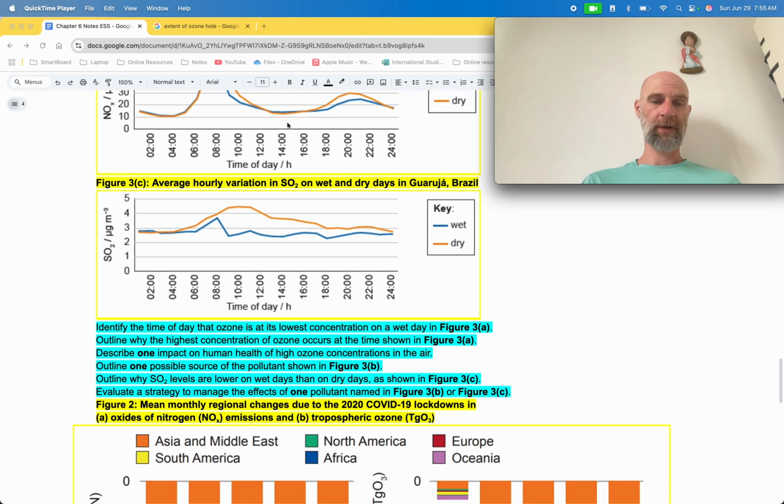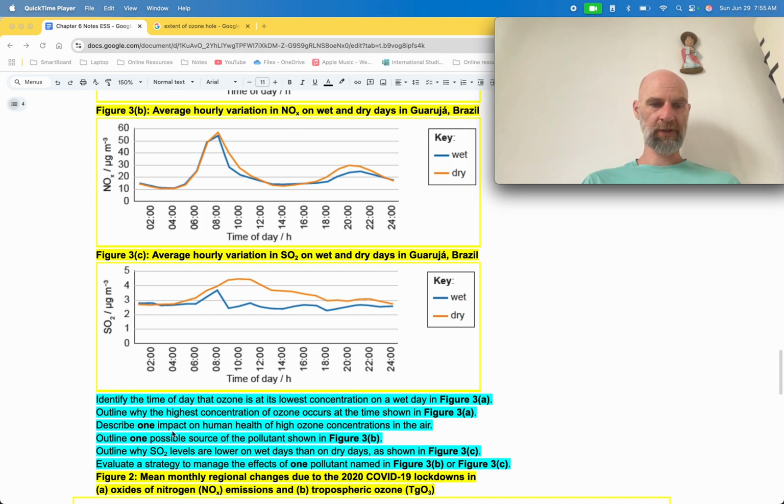Moving on down. Describe one impact on human health of high ozone concentration in the air. So, this can irritate eyes and cause respiratory issues if there's a high ozone concentration in the air.